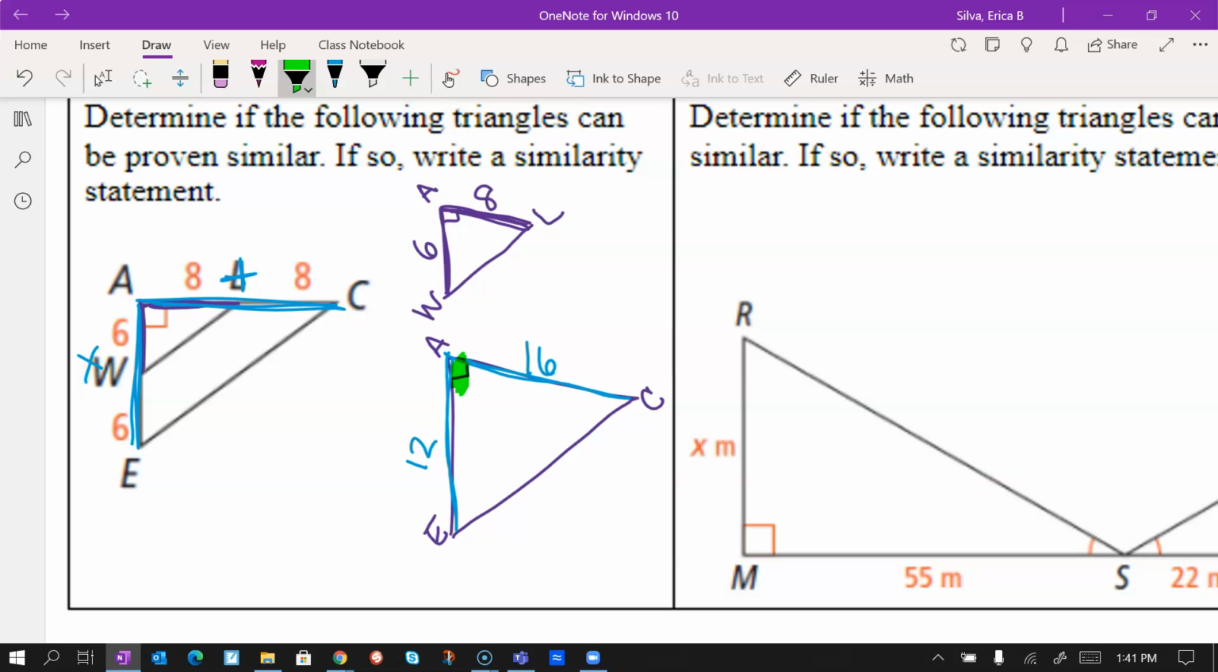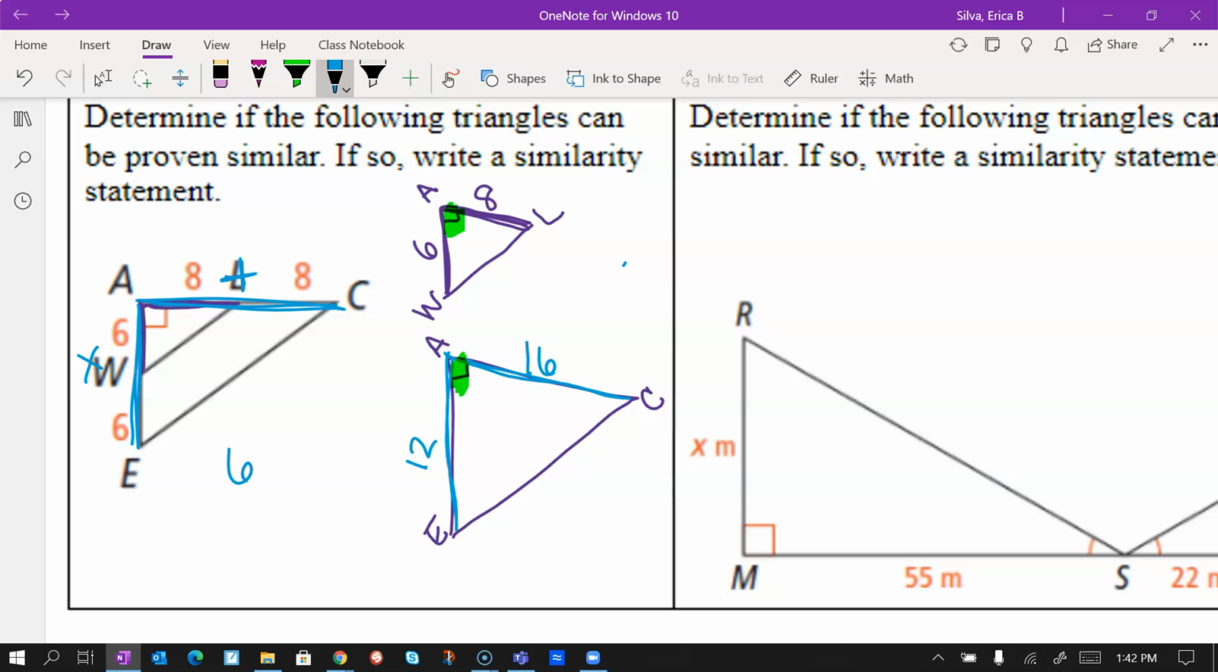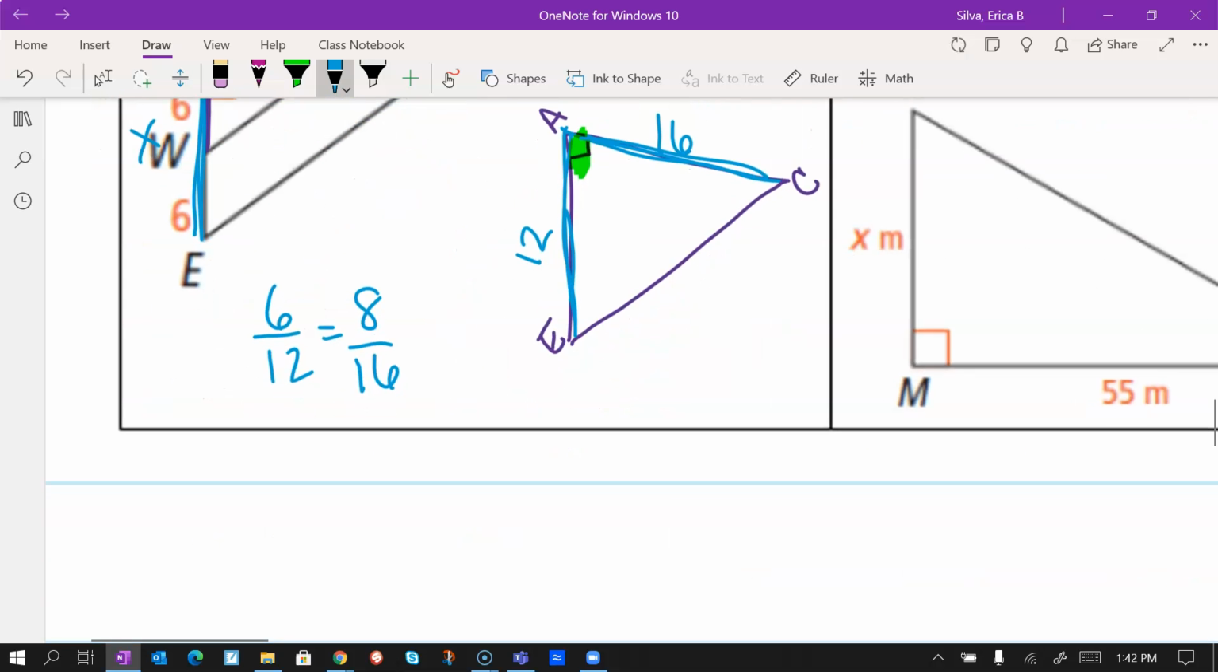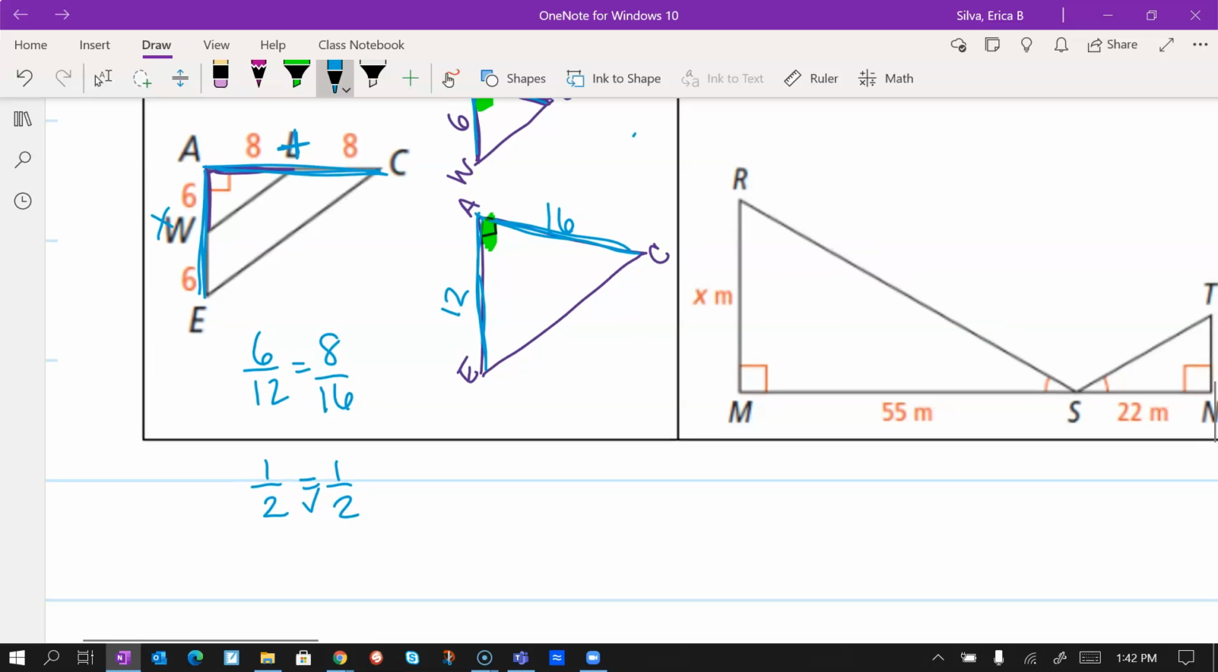All right. We have an angle in between 2 sides. So let's set up our proportion. We've got 6 over 12 equals 8 over 16. And on this one, I'm going to show that they are similar, or they're proportional, by simplifying them. We've got 1 over 2 equals 8 divided by 16, which is also 1 over 2. And those are equal, which means my sides are proportional.